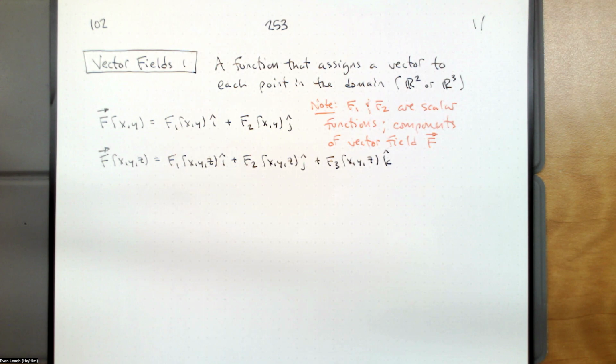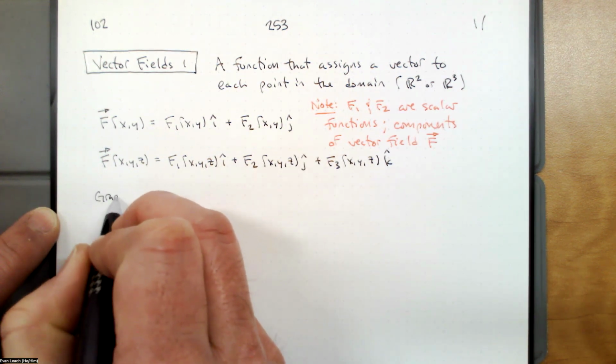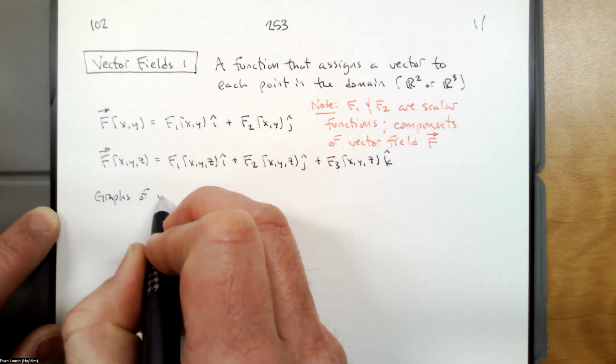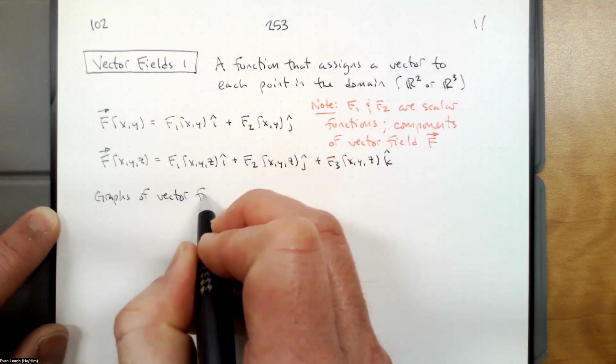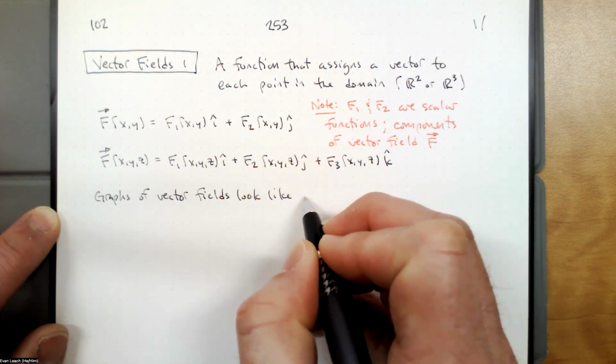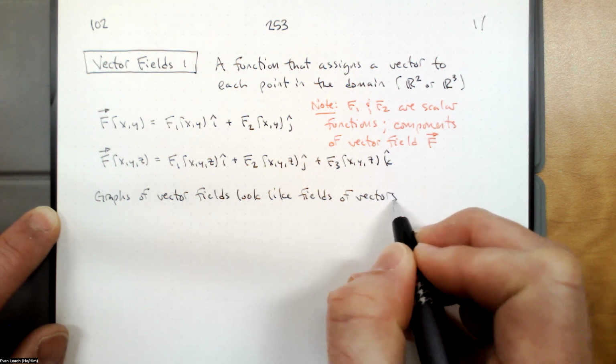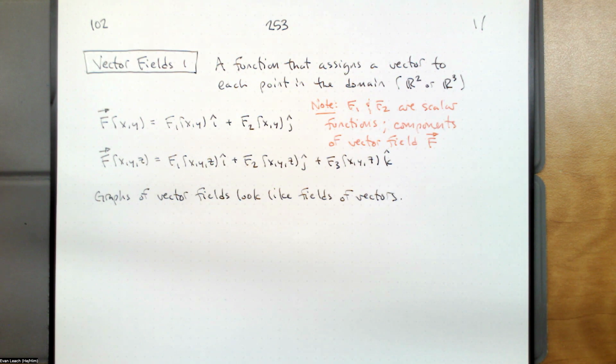Graphs of vector fields look really weird. It's a bunch of arrows. Graphs of vector fields just look like fields of vectors. It's like a bunch of vectors all over the place. Let's look at an example, something nice and simple.